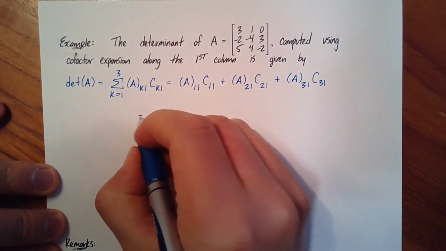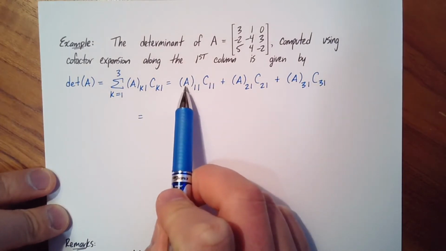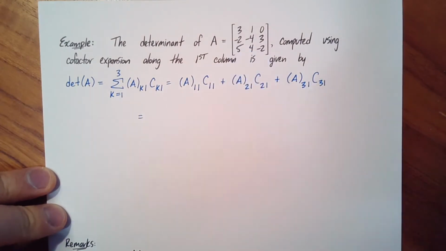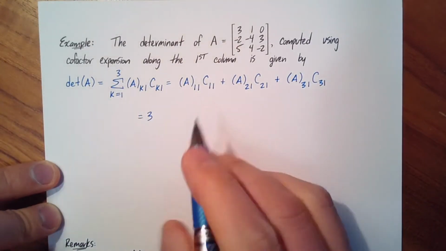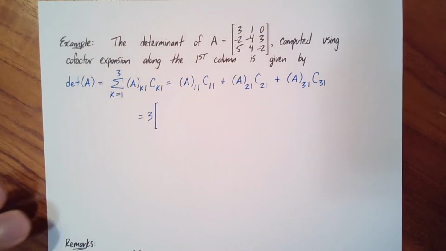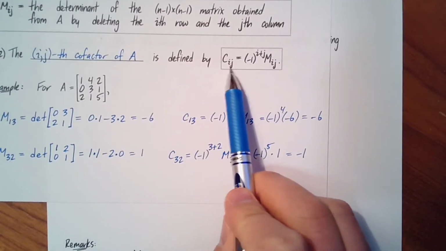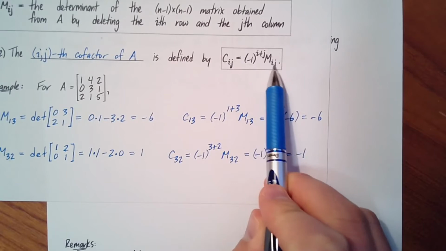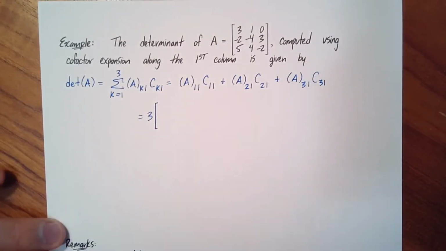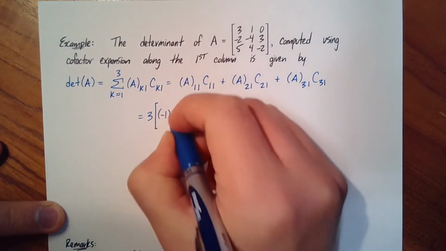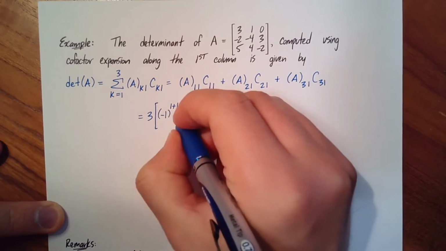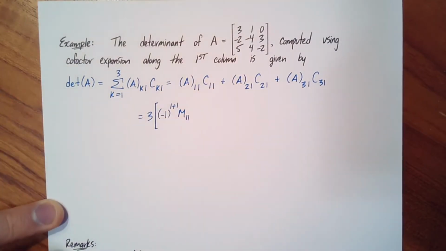Okay, well, what's this going to look like? Well, let's plug everything in. So A11, that's the entry from the matrix A in the first row, first column, so that's a 3. So we've got 3, and then what is C11? Remember the formula for cofactor? I'll just pull it out over here. Remember, we were using this formula. C11 is negative 1 to the 1 plus 1 times M11. So that's to evaluate this cofactor here: negative 1 to the 1 plus 1 times M11. So that's our C11 that we just evaluated. Okay, so that's the first term.